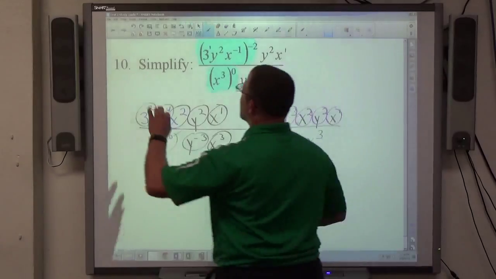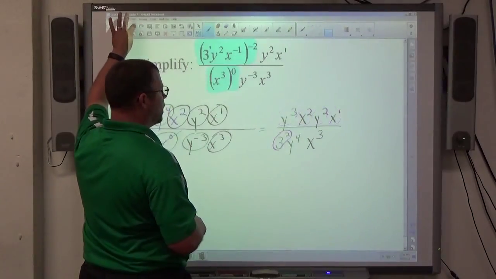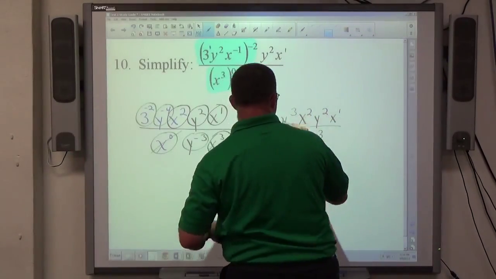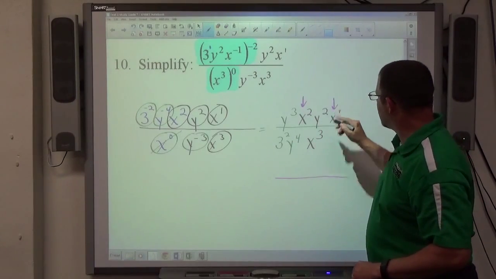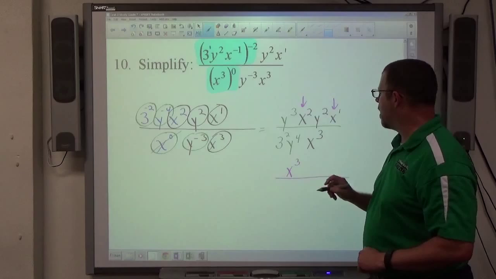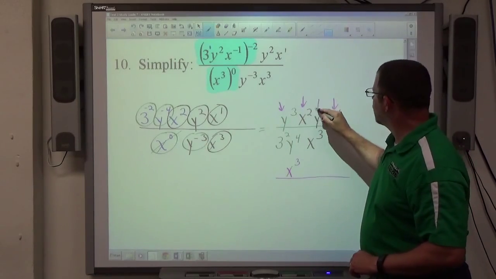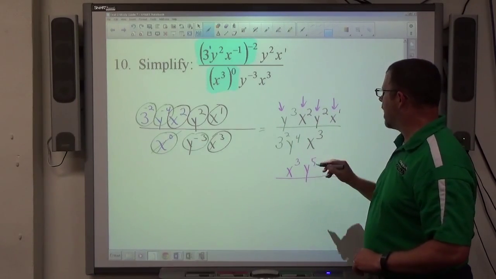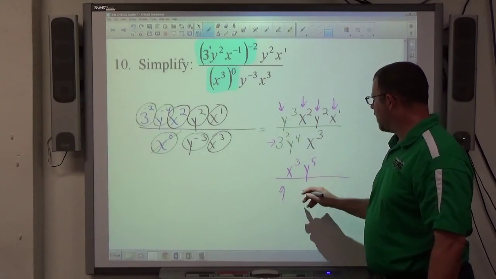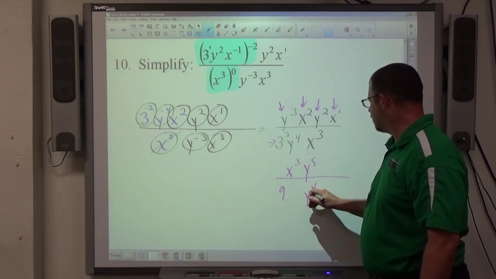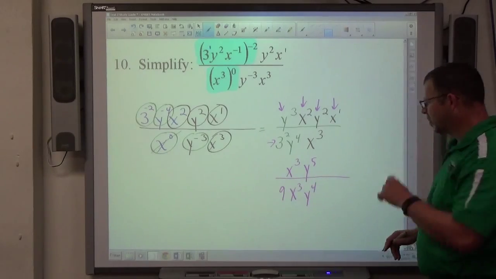I'm going to uncircle because I can't see some of those powers now. So all the stuff on top has to be fixed and what's on the bottom. So x squared and x to the first makes x to the third. We add the powers. Y cubed and y squared makes y to the fifth. Again, adding the powers. 3 squared equals 9. 3 times 3 is 9. And then y to the fourth and x cubed, sorry, stay the same.